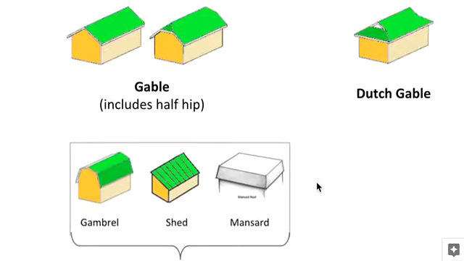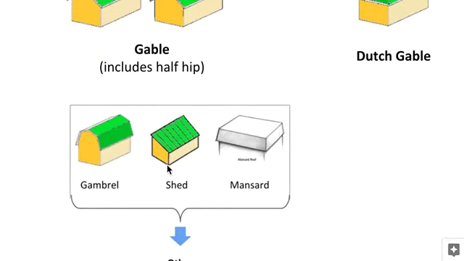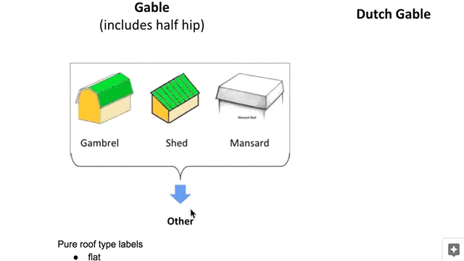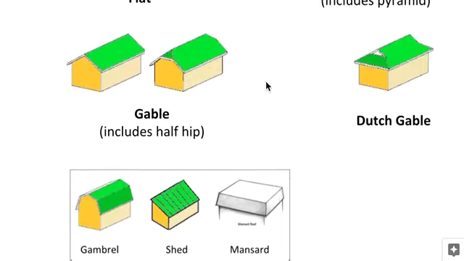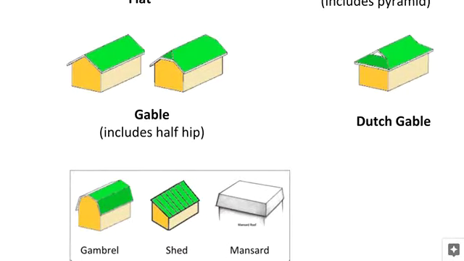There are many other roof types as well, such as gambrel, shed, mansard, and maybe other things I have not covered so far. But for our purpose, all other roof types are lumped under one category that's called other. So when you see an image that is any one of the pure roof types, then it's very simple. Just select the single type and that's it.